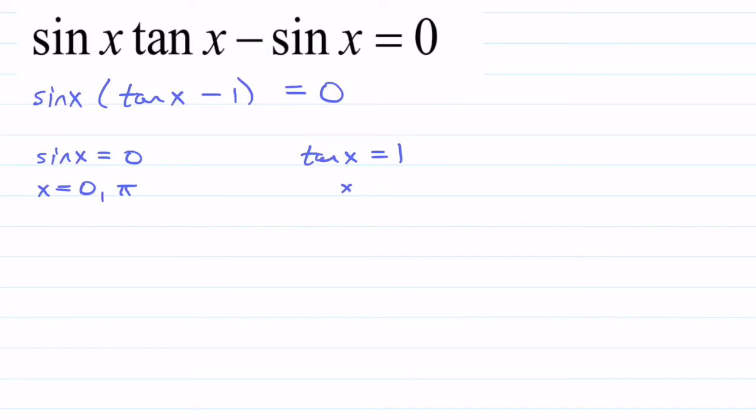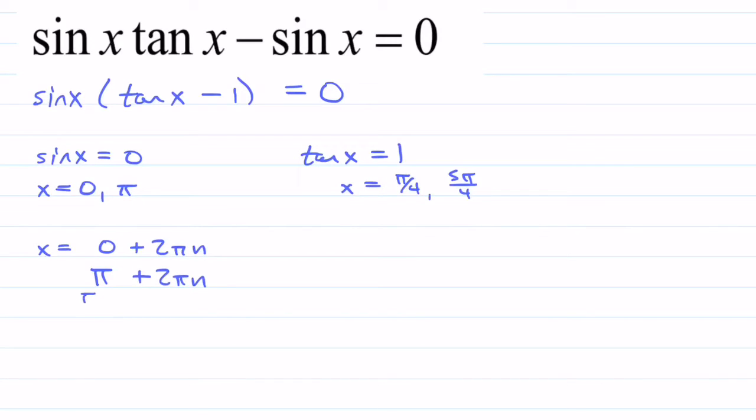Go to your unit circle. Sine x is 0 at 0 and pi, so that's the y value. And tan x is 1 at pi over 4 and at 5 pi over 4. So those four are all solutions between 0 and 2 pi.